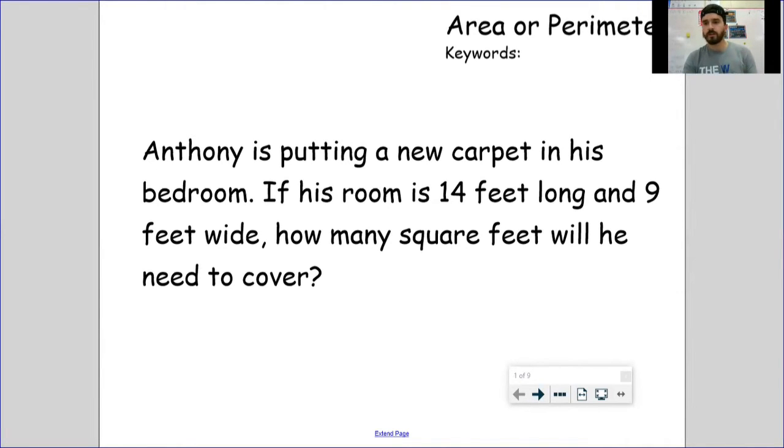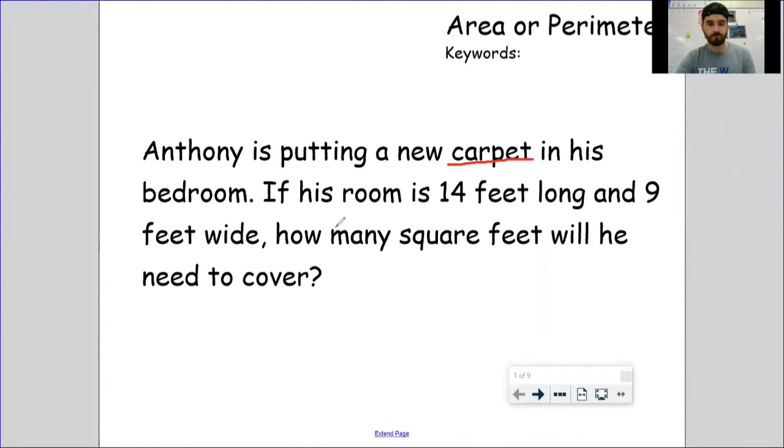So let's start by reading this question. Move this over here. It says, Anthony is putting a new carpet in his bedroom. If his room is 14 feet long and 9 feet wide, how many square feet will he need to cover? So you've got to think, am I finding the area here or am I finding the perimeter? So let me get my marker going. There's a few words that stand out to me.